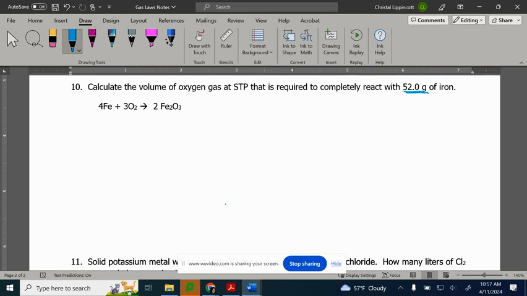55 point. Yeah, that's right. 55.5. 55.8. Good grief. 55.8. I'm going to divide that out. That's going to give me my moles of iron. So 52 divided by 55.8 is 0.932.